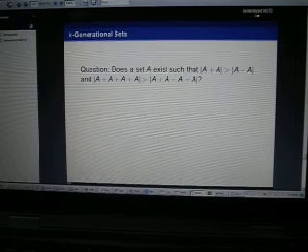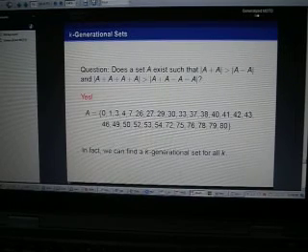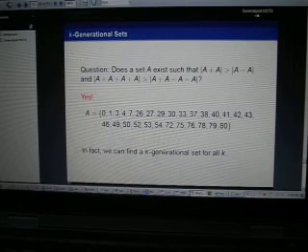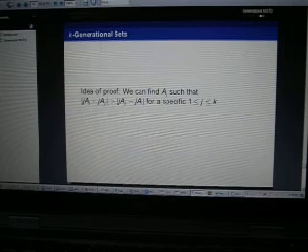The next is k-generational sets. We want a set A so that A is sum dominant as well as A plus A being sum dominant. Such a set exists. Here's an example of one. In fact, we can find a k-generational set for any k, but we cannot find a set that is k-generational for all k simultaneously. No such set exists.